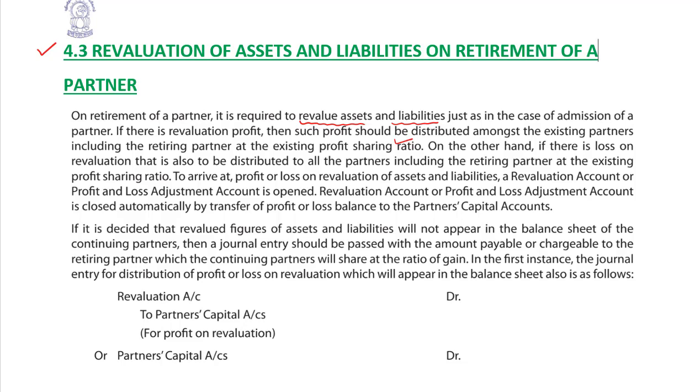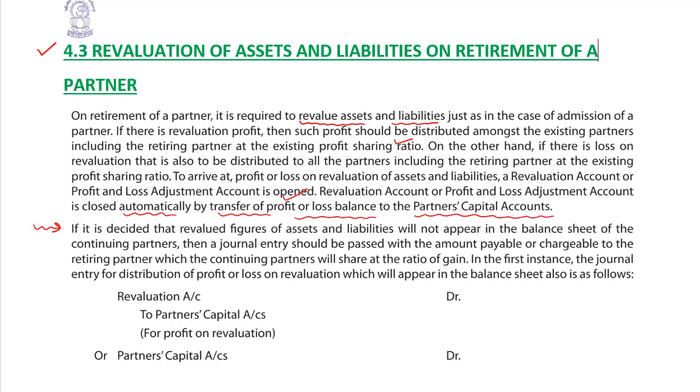To arrive at profit or loss on revaluation of assets and liabilities, a revaluation account or profit and loss adjustment account is opened. Revaluation account or profit and loss adjustment account is closed by transfer of profit and loss balance to partners' capital account.